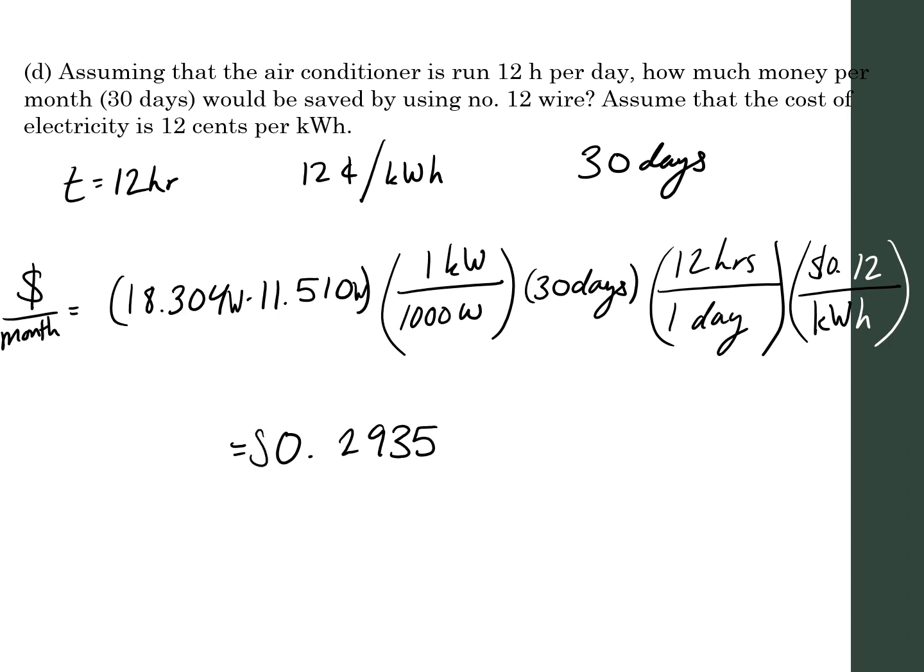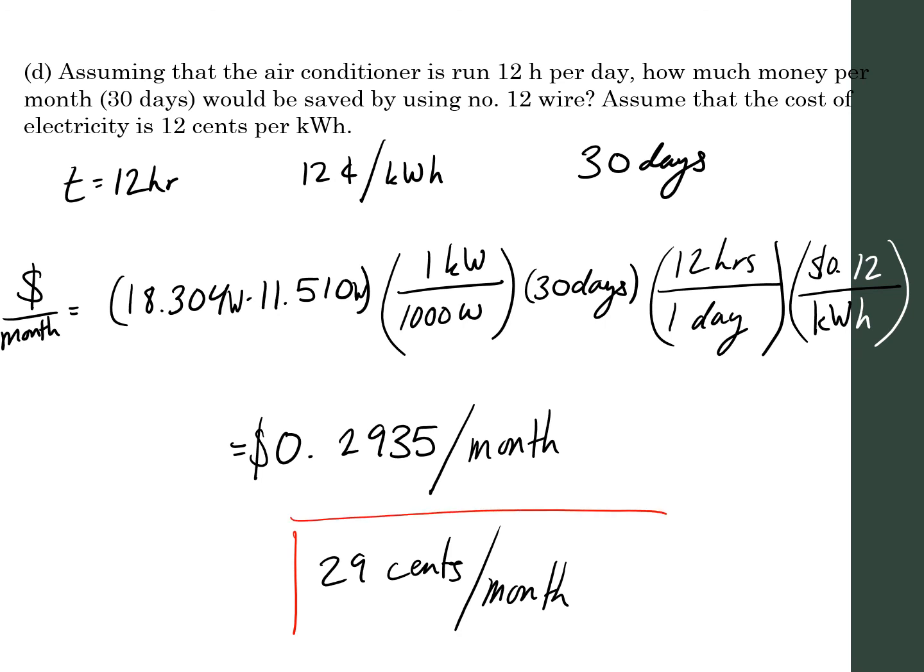We're going to find it's 0.2935. This is in dollars per month. So either we're saving, depending on how you want to do it, $0.29 a month or 29 cents per month just by changing our wire. I know that doesn't seem like a very large amount, but over the course of years, you're going to be saving a couple dollars.